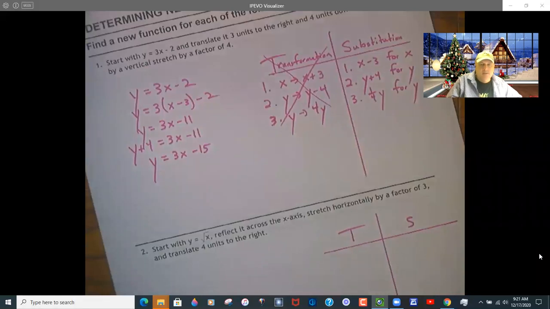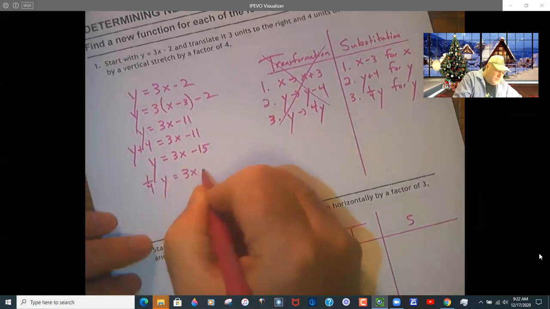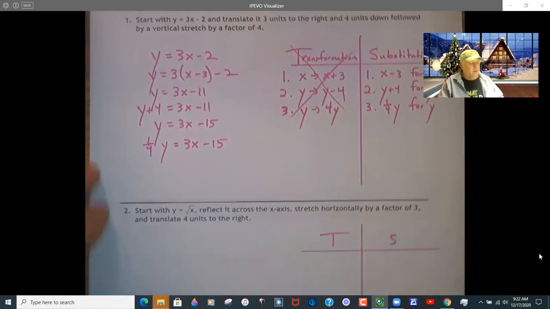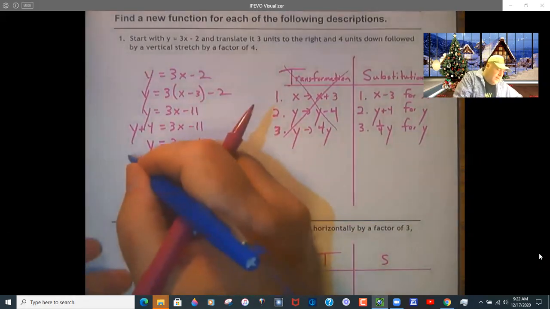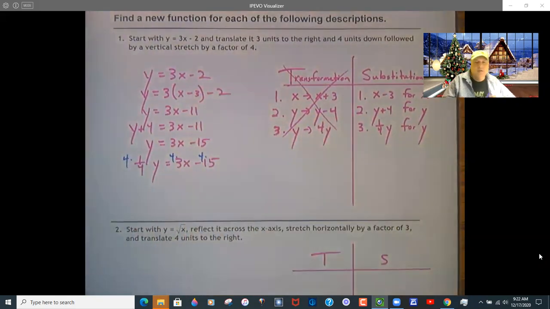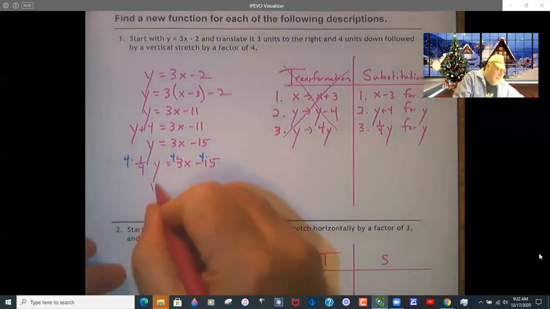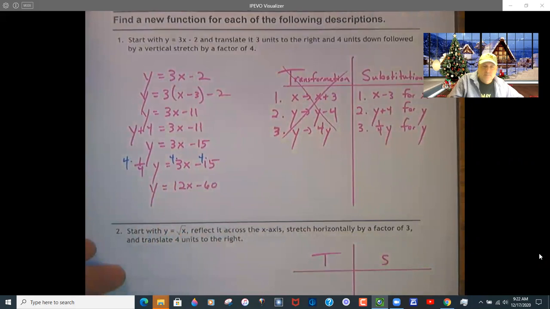Some of it is much harder work than what you're seeing right now, and you'll see that as they move on. Then 1/4 y in for y. And we've got to solve for y, and we'll be done. Well, what is that going to look like? That's going to look like this, multiplying by 4, left to right, across the way. So y is 12x minus 60. And that's it.